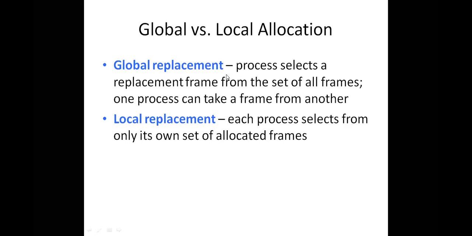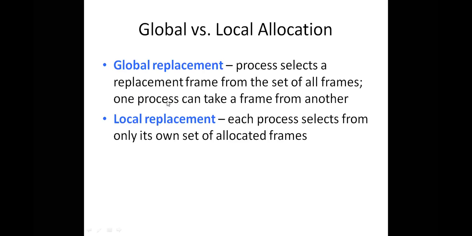Whereas in the case of global replacement, what happened? If a process needs some frames, and the frames allocated to that particular process are not enough, for example, it requires some more frames to complete its task, so what will it do? The process can take frames from the set of all frames which are already allocated to some other process. Okay, that is the thing.